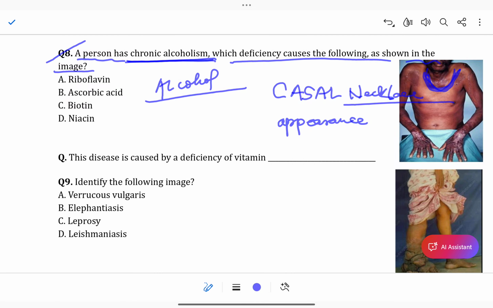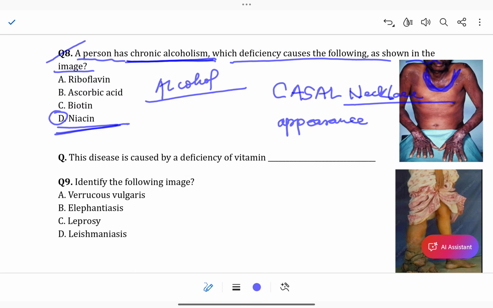Which vitamin? This is because of not riboflavin, not ascorbic acid, not biotin. This is because of niacin, option D. This is a very favorite question of MCI.